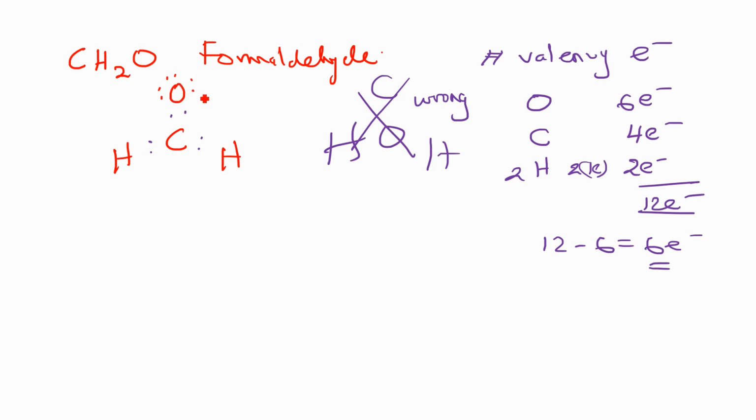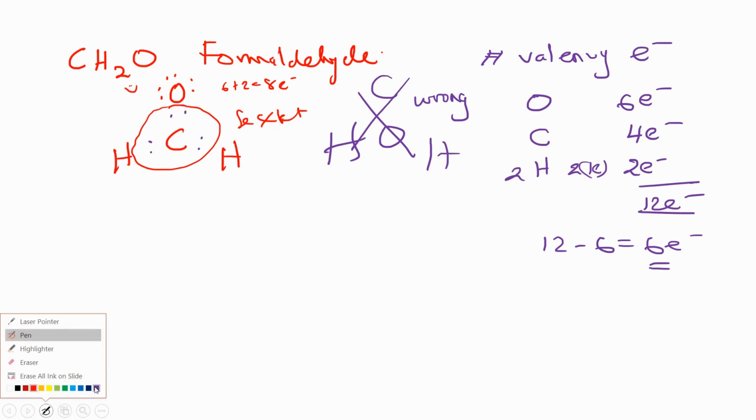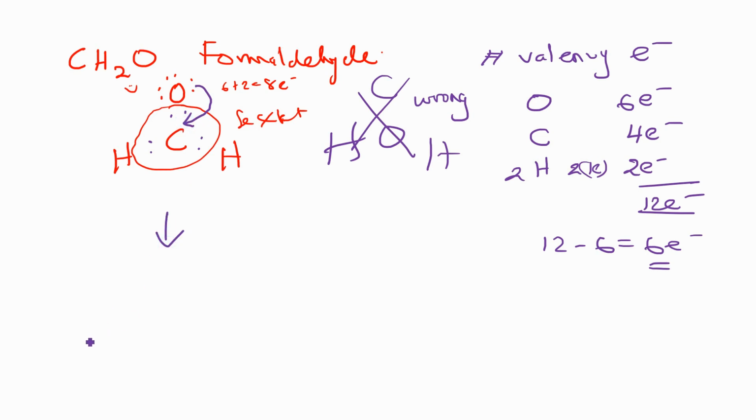Right now it's an octet. You have 6 electrons on the outside and 2 electrons shared. 6 plus 2 is 8. So the oxygen right now is happy. But the carbon is not happy. Carbon right now is a sextet. So to make it happy, you really want to transfer a lone pair in between there. And what will you end up with? You're going to end up with this structure with a hydrogen.